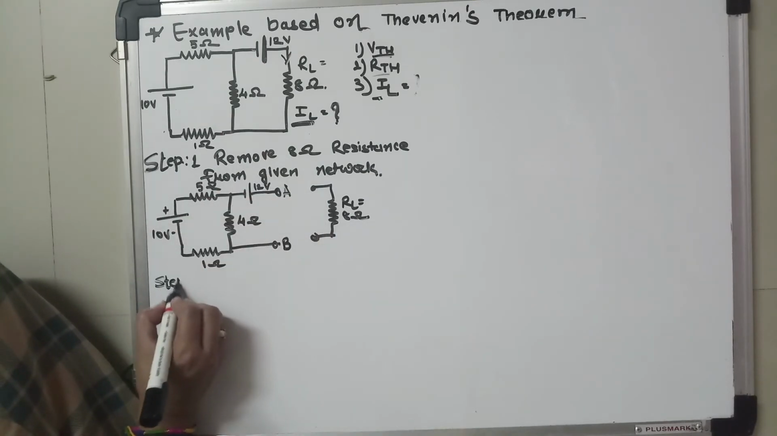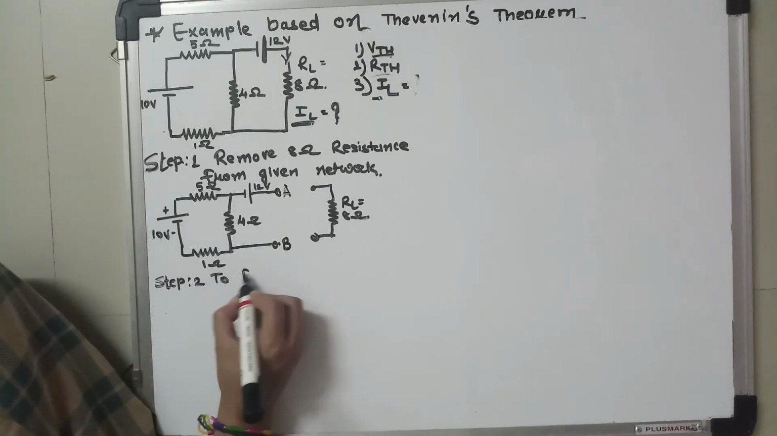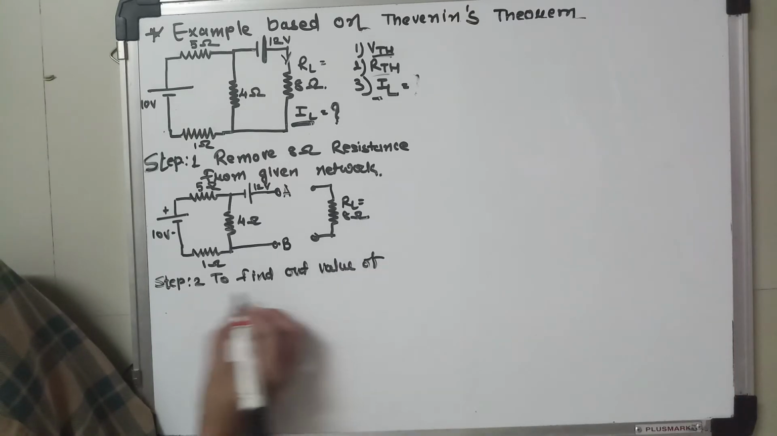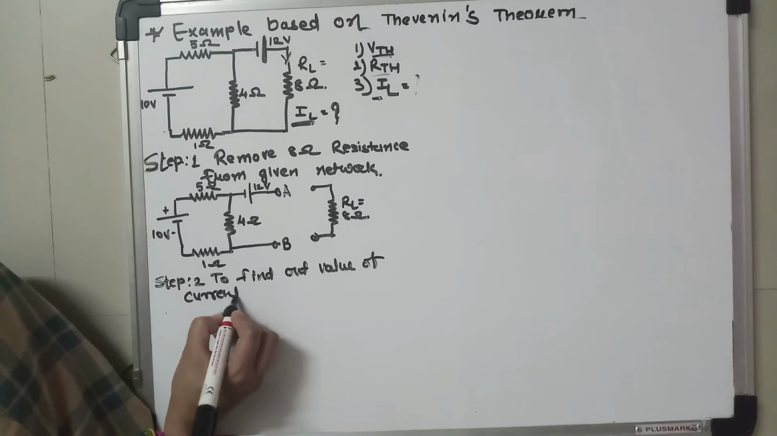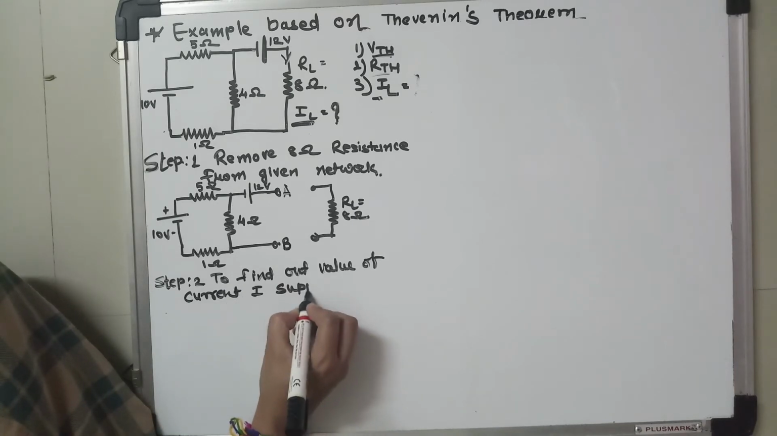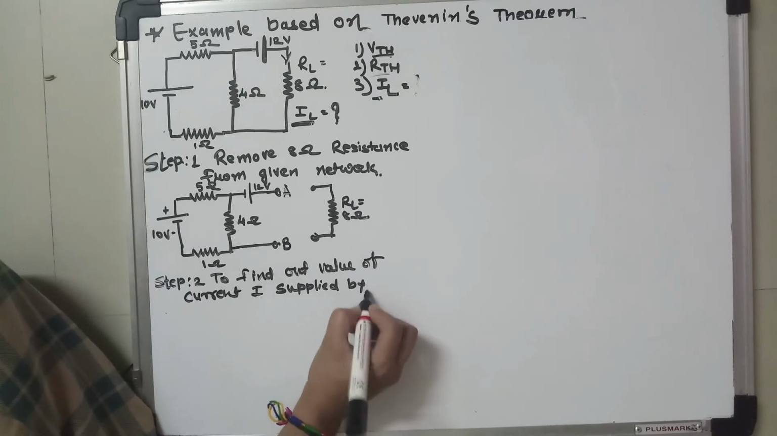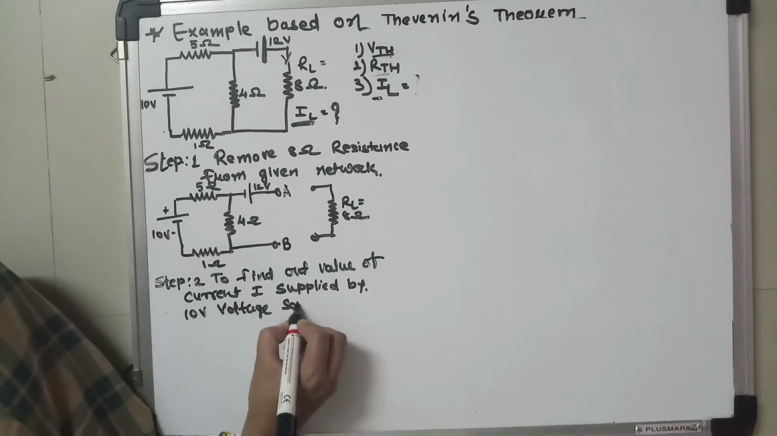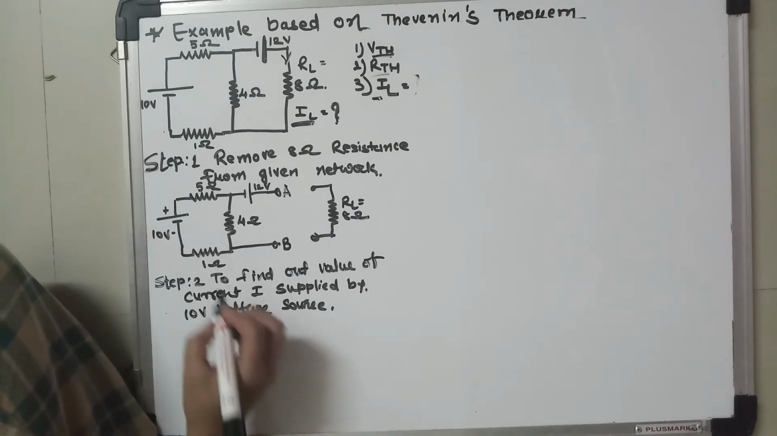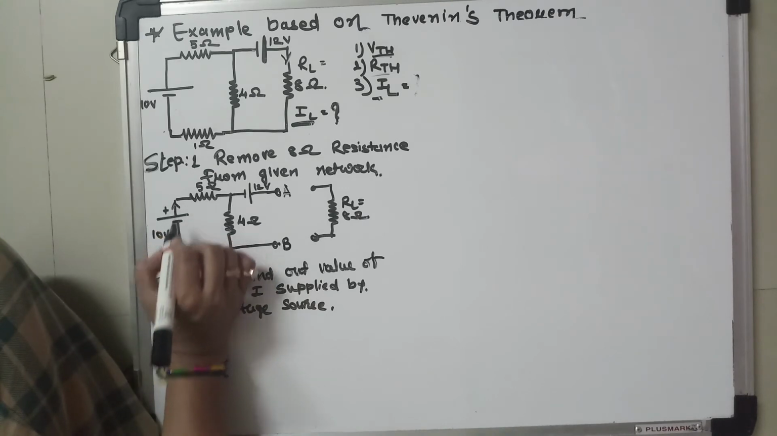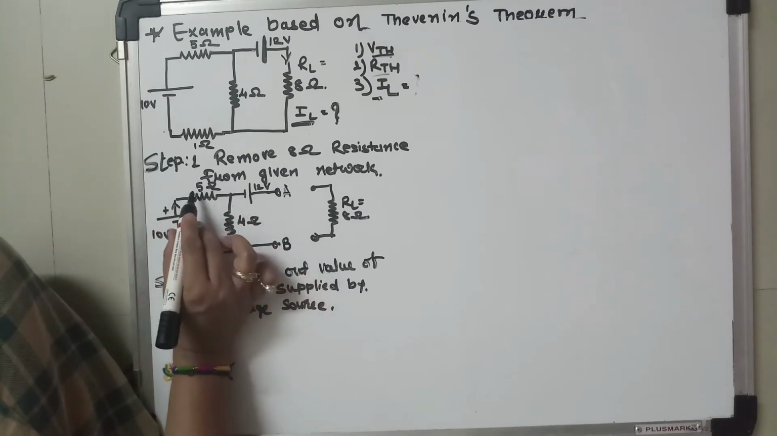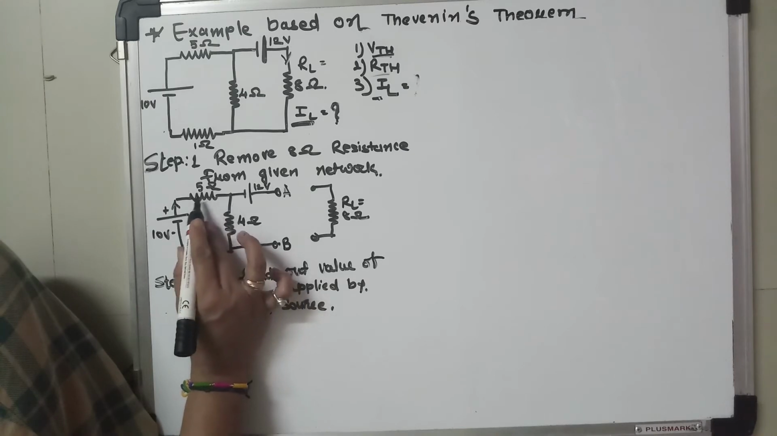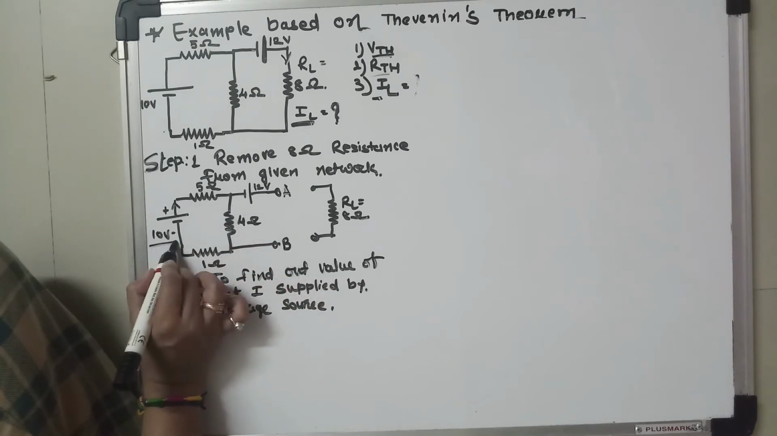Now step number 2: find out the value of the current I supplied by the 10 volt voltage source. Now see, in this loop the 5 ohm resistance, 4 ohm resistance and 1 ohm resistance, all three resistances are in series, and here is a voltage source, that is the 10 volt.